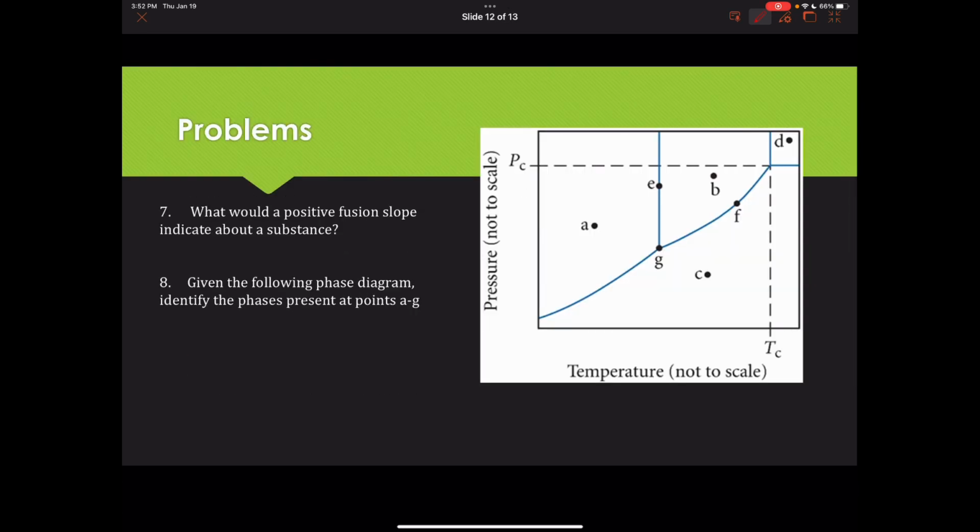So if we were to have a positive fusion slope, we just said the negative fusion slope means that the liquid is more dense than the solid. If we were to have a positive fusion slope, it means that the solid is more dense.